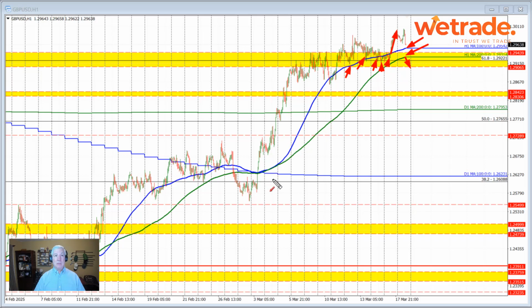The last time the price was below the 200-hour moving average is back here, where the 100 and 200 and the 100-day moving average all converge at the same point, giving the buyers the go-ahead to push to the upside, and indeed they did all the way through here. So there you have it, a look at the technicals that are driving these three currency pairs.